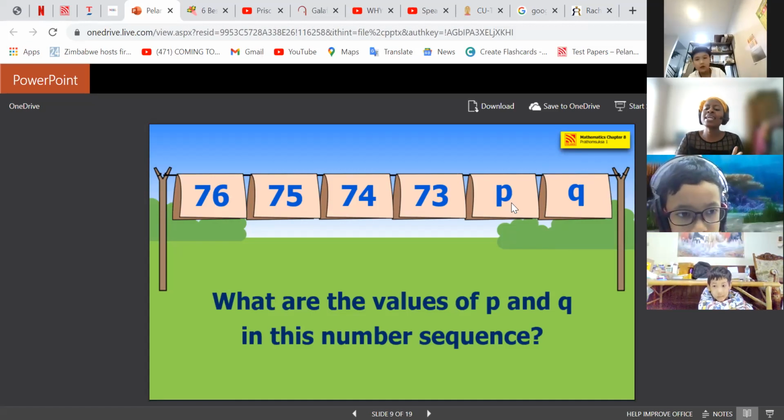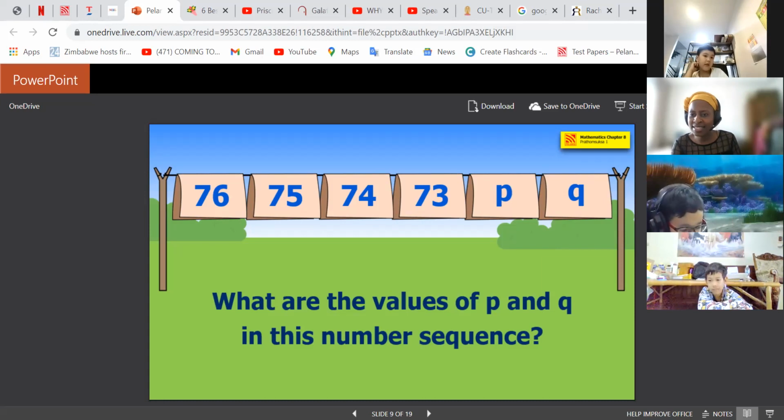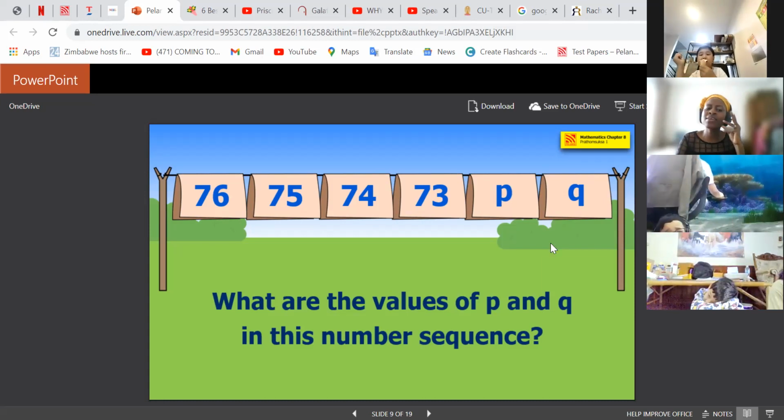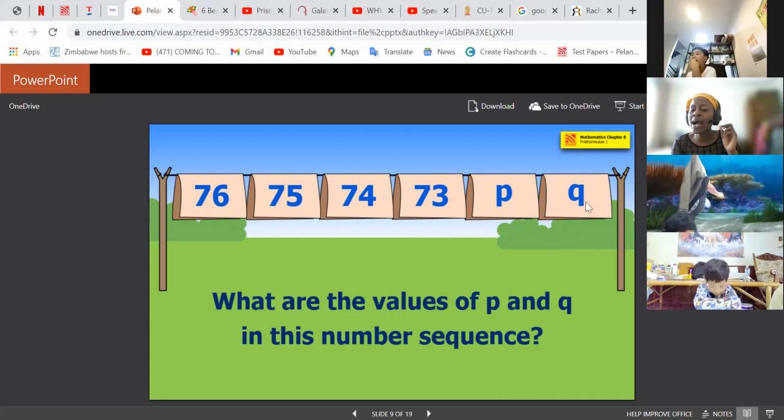Why? We are saying minus 1, minus 1, minus 1, look, minus 1. 76 to 73. Yes. And P and Q. Thank you so much. 76, 75, 74, 73, 72, and 71 for Q.